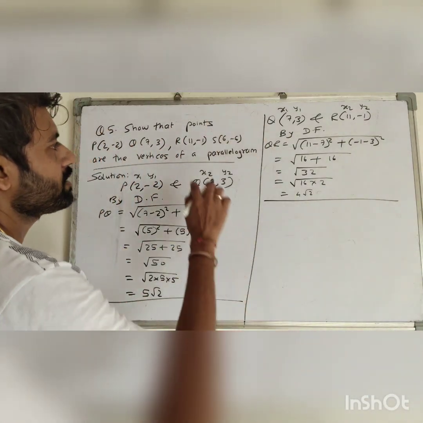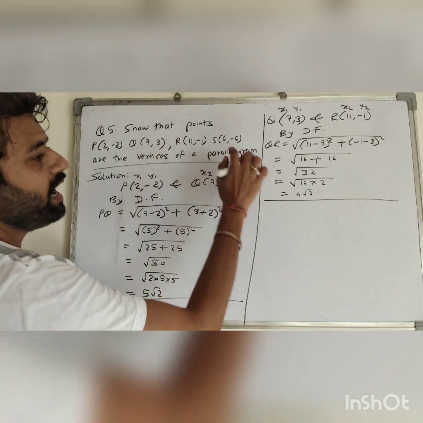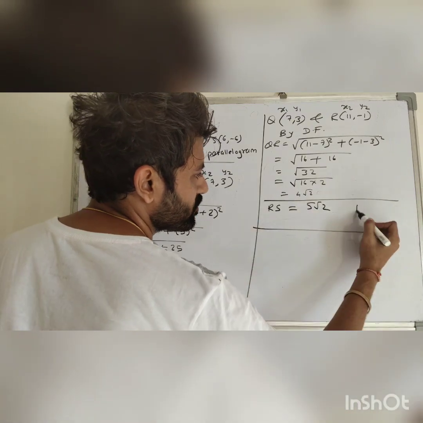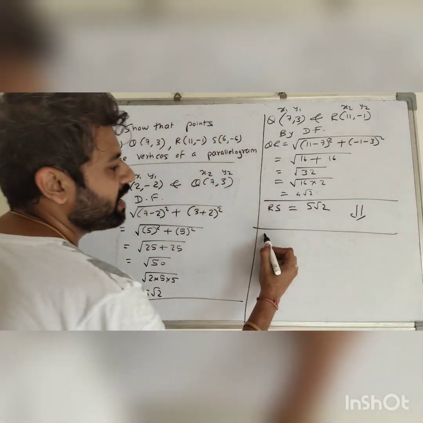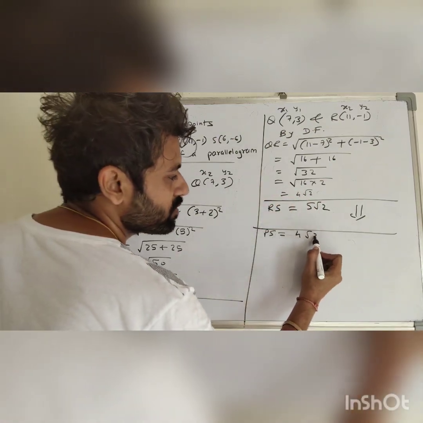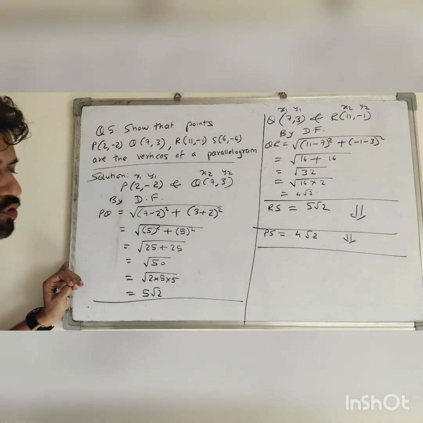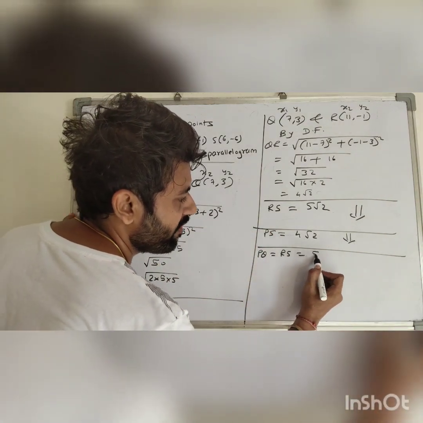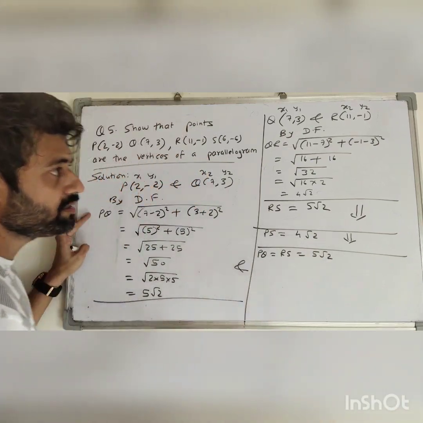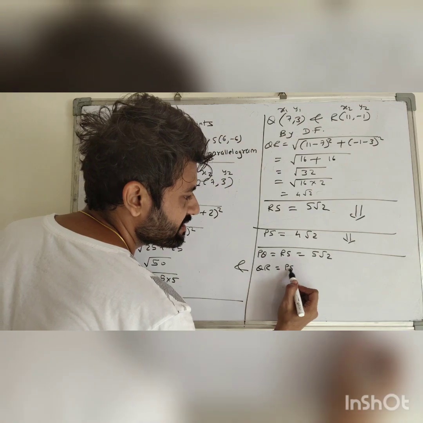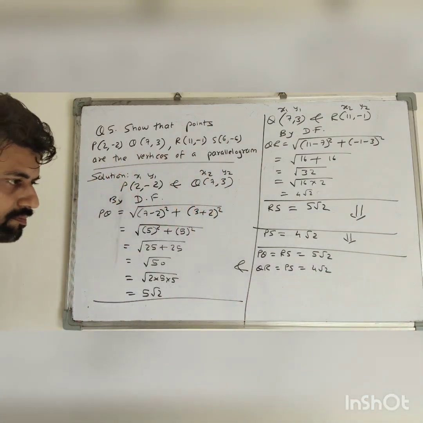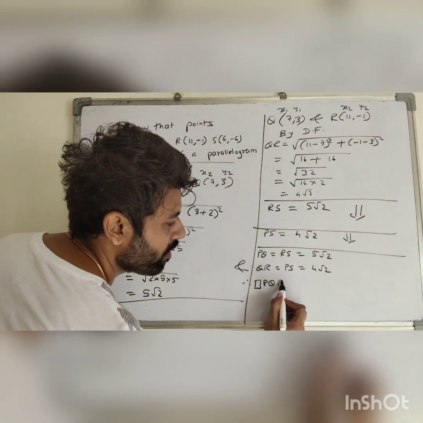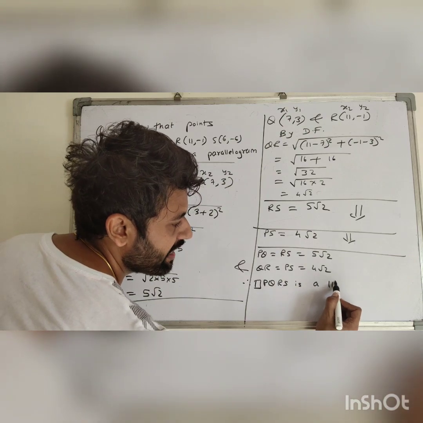PQ, QR, after that RS will come. RS you will get 5 root 2 on solving. PS you will get 4 root 2 on solving. So PQ and RS are the same, 5 root 2, and QR and PS are the same, 4 root 2. Therefore, we can say that quadrilateral PQRS is a parallelogram.